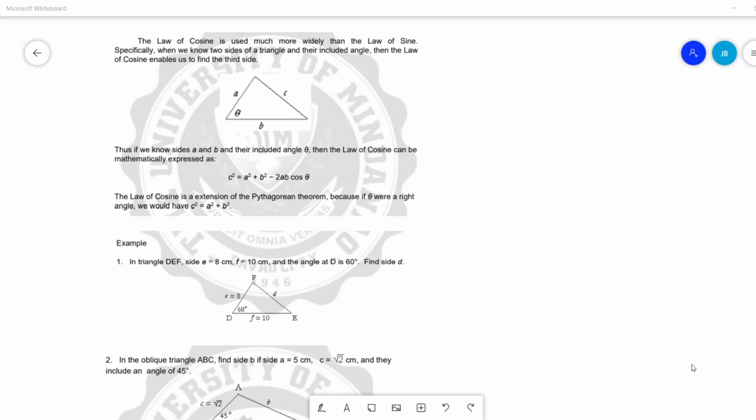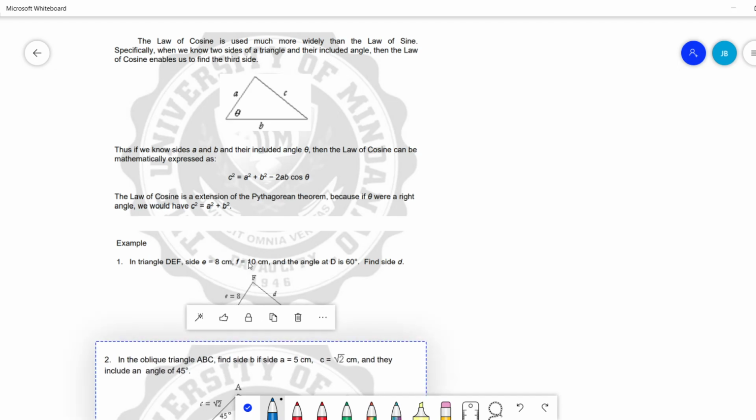All right, now let's talk about the law of cosine. Previously we have learned the law of sine. I hope you remember those because we are going to be needing them as well in solving the angles or the missing parts of a triangle. But we are going to use the law of cosine for situations like the examples we will talk about later. So let's first know what the law of cosine is.